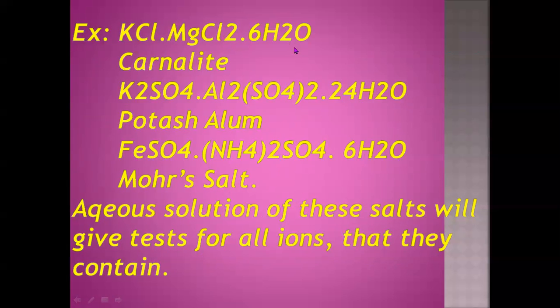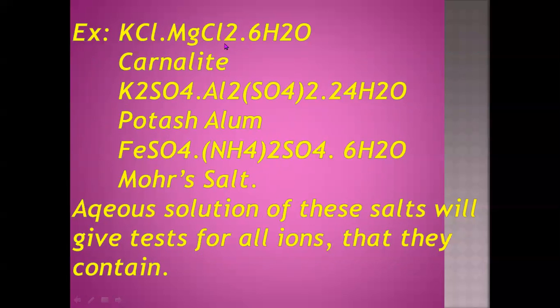Here all these three are hydrated salts. Therefore, they contain a number of water molecules: here 6, here 24, again 6. They have their identity in their crystalline form. When they are added to water, their aqueous solution will contain the ions of all these. Here, potassium ion, magnesium ion, and chloride ion in the case of carnallite. And when potash alum is added to water, its solution will contain potassium, aluminium, and sulfate ions.